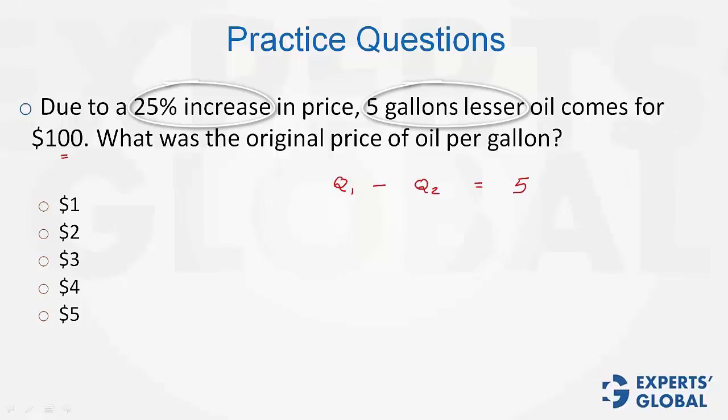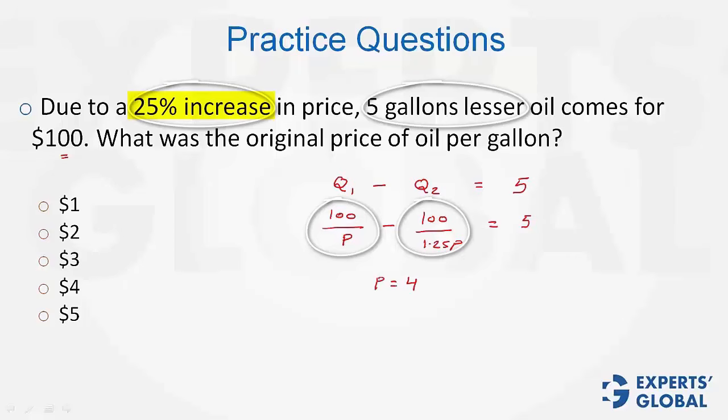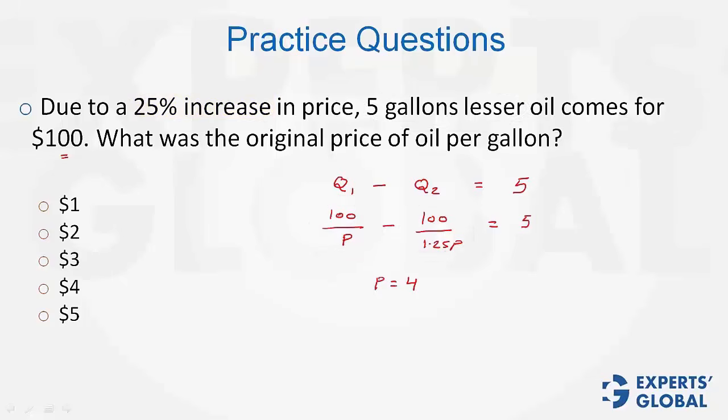Now Q1 would be expenditure divided by price. Expenditure is 100. Price, let's say, is P, and Q2 would be what? See, still the expenditure is 100. Price is 1.25p because of the 25% increase. This is Q1. This is Q2. And the difference is 5. So see, we got an equation in one variable, very easy to solve. We get P equals 4. So what was the original price of oil per gallon? The answer is $4.